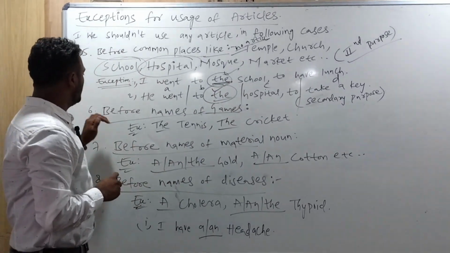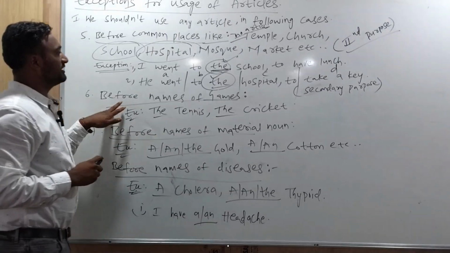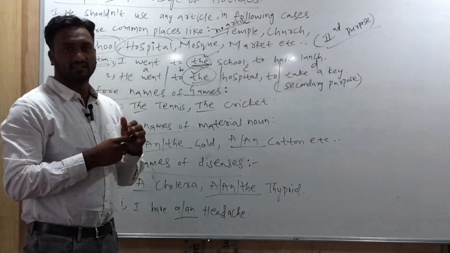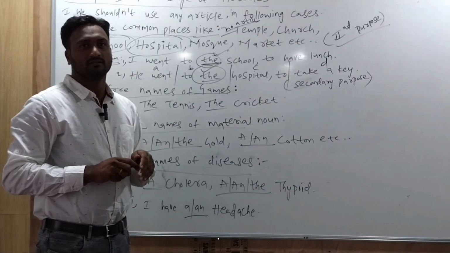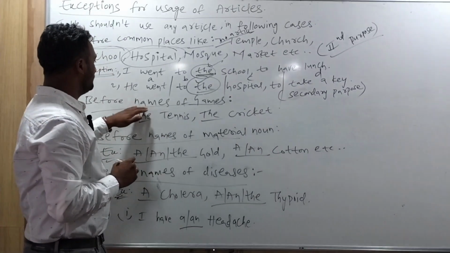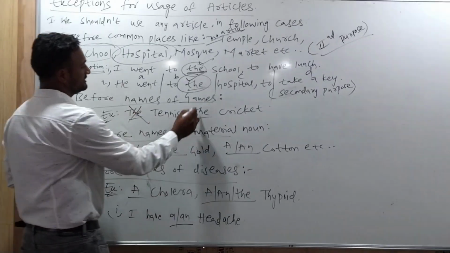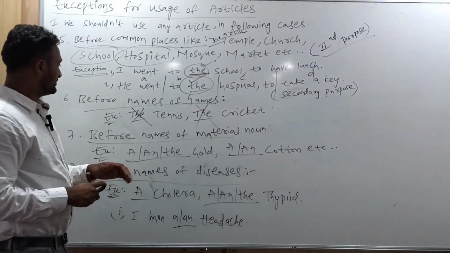And coming to the sixth exception, before the names of games, any game, football, cricket, volleyball. People say we are going to play the football. Before the names of any game, we should not use article the. You should not say the tennis, the cricket.